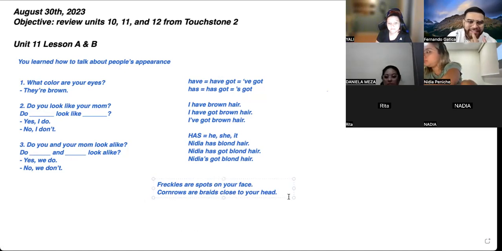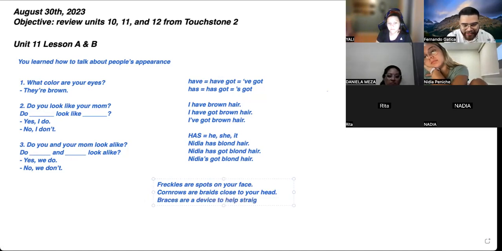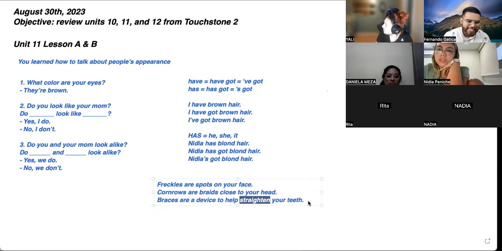And what is the name of those metal things in your teeth? Braces. Very good. Braces are a device to help straighten your teeth. Straighten means enderezar. Has anybody here ever had braces? Me. I have braces. Luis, you have braces? Yeah. Do you need to wear the retainer every day? Yeah.